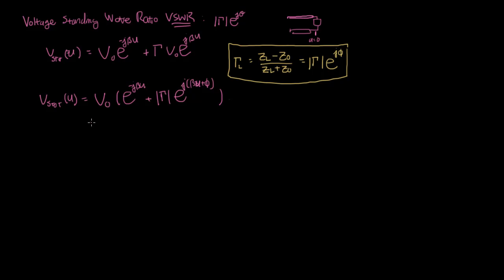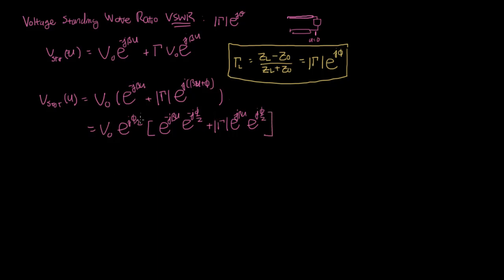In many cases, when you're trying to simplify something like this, one of the things that you can do is factor out, if you have an angle here but not there, half of that angle. So we're going to pull that trick and get V naught e to the j phi over 2 times (e to the minus j beta u e to the minus j phi over 2 plus gamma e to the j beta u e to the plus j phi over 2). So a little trick there.